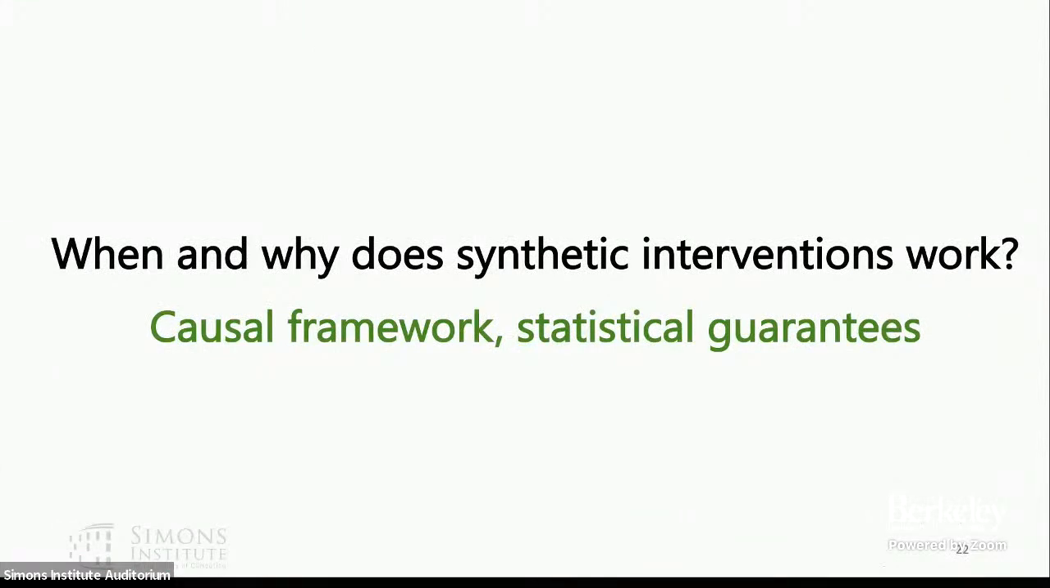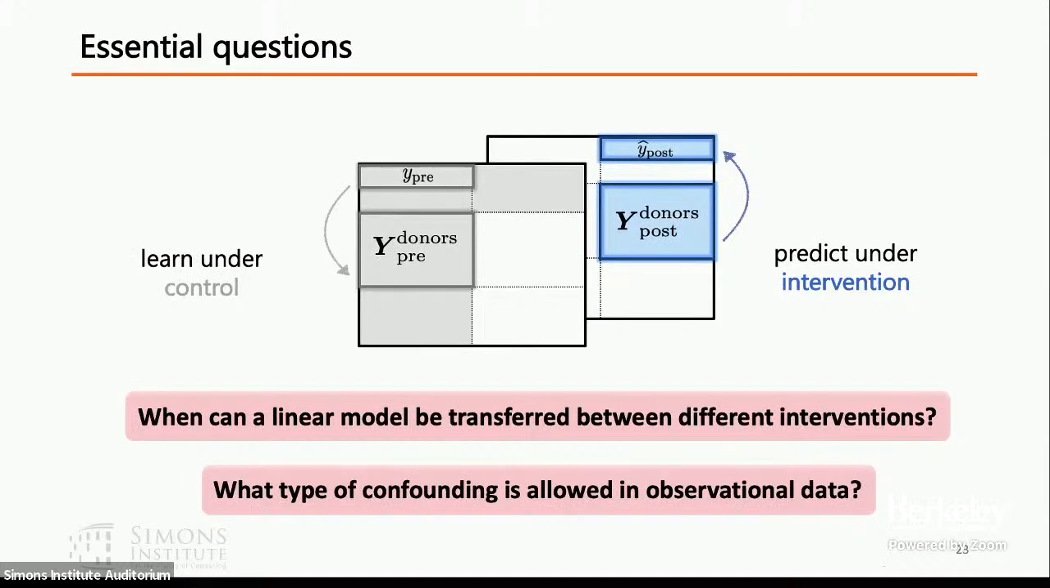So now we'll get into the theory, which is when and why do synthetic interventions work? What's the causal framework, and what kind of statistical guarantees can you produce? The two essential questions to me are, one, when can a linear model be transferred between different interventions? And the second is what kind of confounding is allowed in the observational setting?